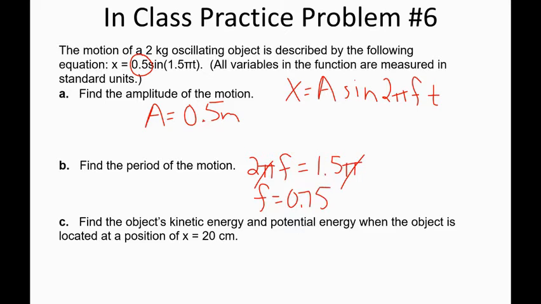But the question is not asking that. The question is asking for period of motion. So that's in hertz. And we know that period is equal to 1 divided by the frequency. So that's going to be 1 divided by 0.75, okay, which is going to be equal to 4/3, which is 1.33 seconds, okay?